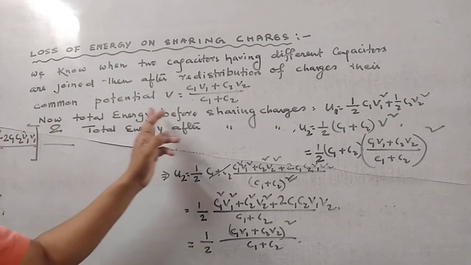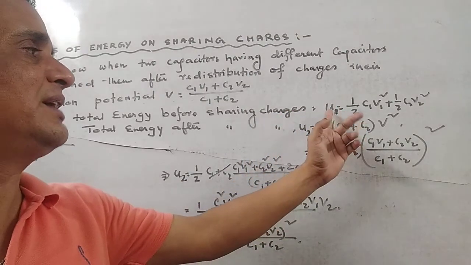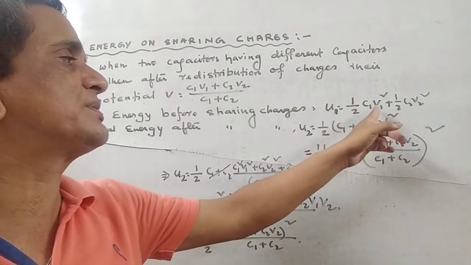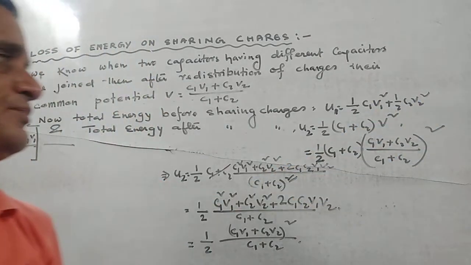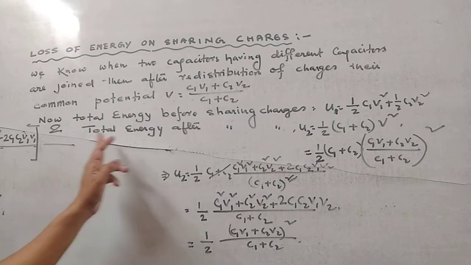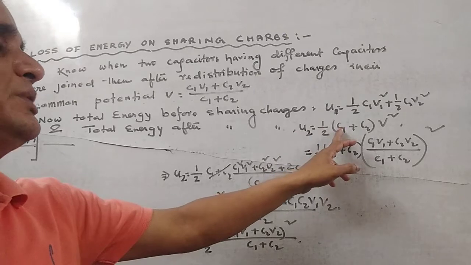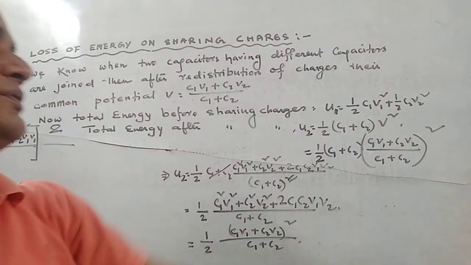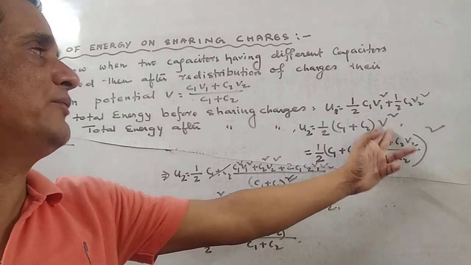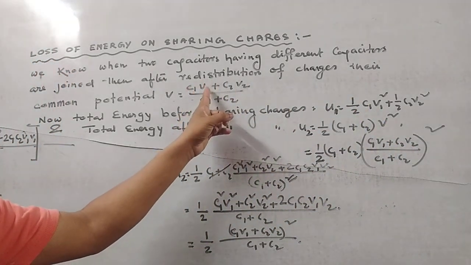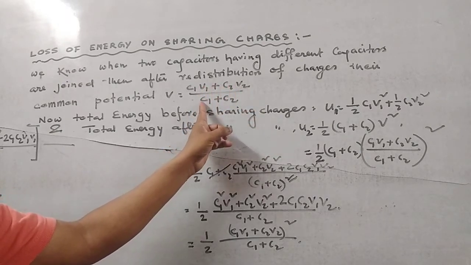Now, the total energy before sharing, if denoted by U1, is U1 equal to half C1 V1 square plus half C2 V2 square. Is it clear? And the total energy after sharing will be U2 equal to half into C1 plus C2 into V square. Clear? And the value of V is equal to C1 V1 plus C2 V2 divided by C1 plus C2.